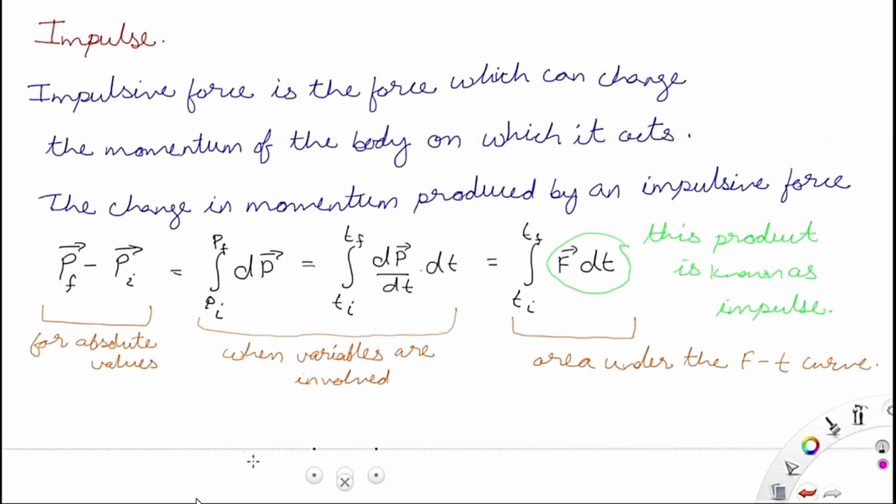So this is one curve that has been made on the F-t diagram, and this means changing linear momentum.